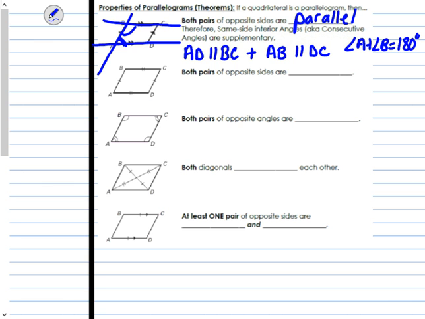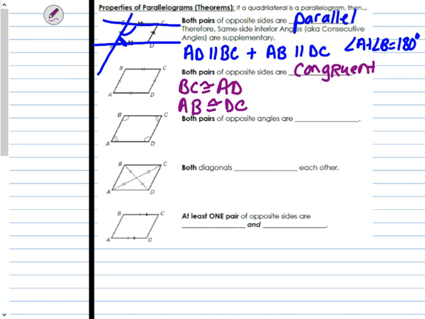If a quadrilateral is a parallelogram, then both pairs of opposite sides are congruent, or equal to each other. So as you can see marked on the image, BC is congruent to AD, and AB is congruent to DC.